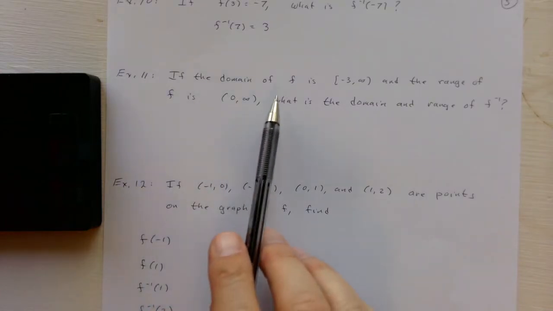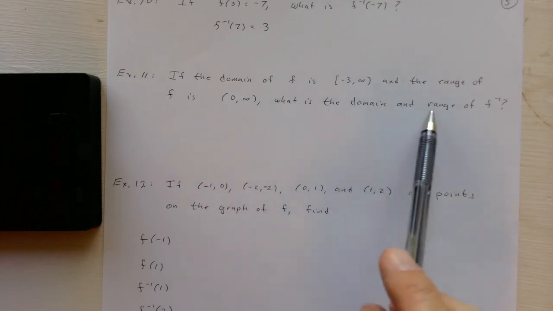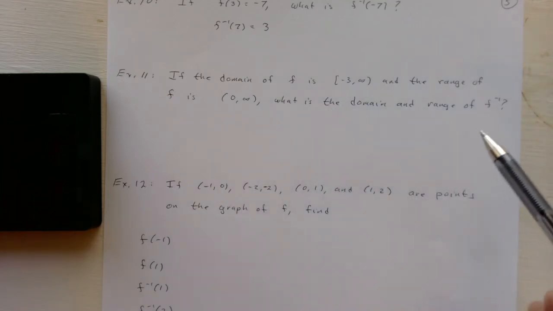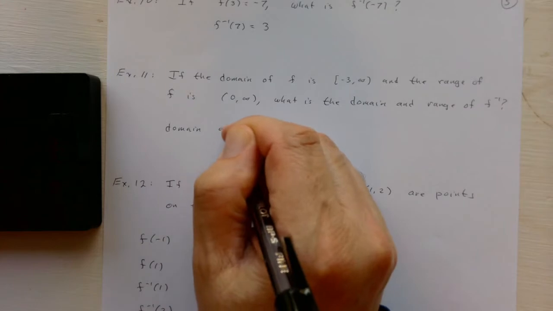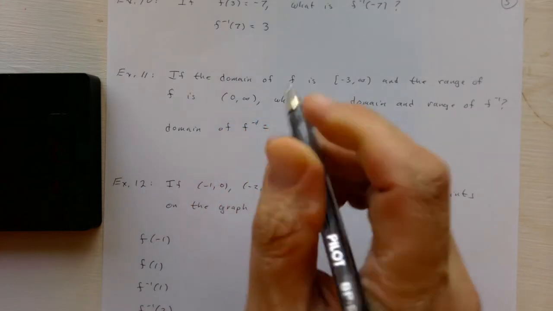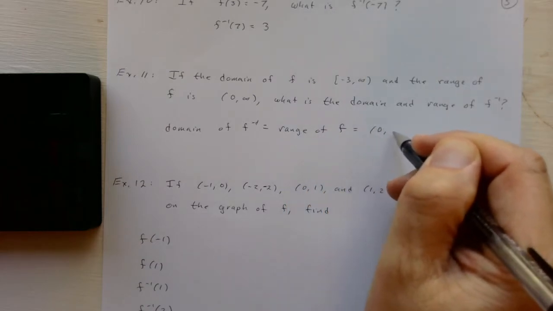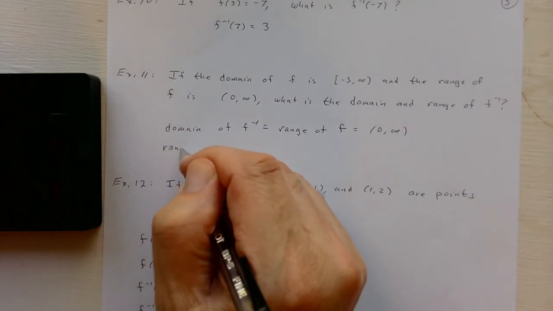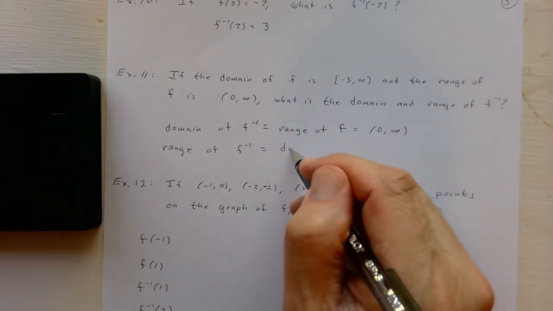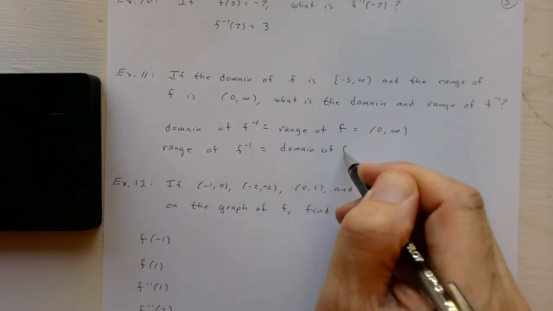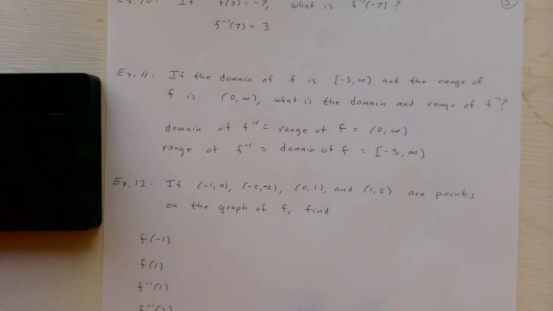Number 11, if the domain of f is negative 3 infinity and the range of f is 0 infinity, what's the domain and range of f inverse? Well, the domain and range are just interchanged. So the domain of f inverse is equal to the range of f, which is 0 infinity, and the range of f inverse is the domain of f, which is negative 3 infinity. Again, the inputs and outputs are just interchanged.